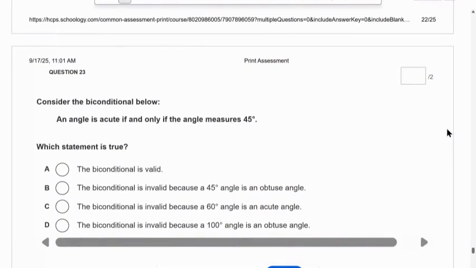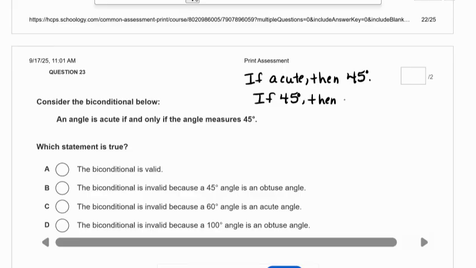Okay, number 23. Consider the biconditional below. An angle is acute if and only if the angle measures 45 degrees. All right, so for a biconditional, this statement can be read 2 different directions. If acute, then 45 degrees. Okay, it can be read backwards. If 45 degrees, then the angle is acute.